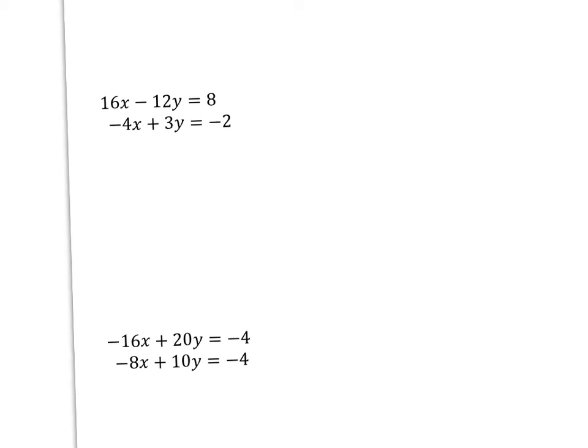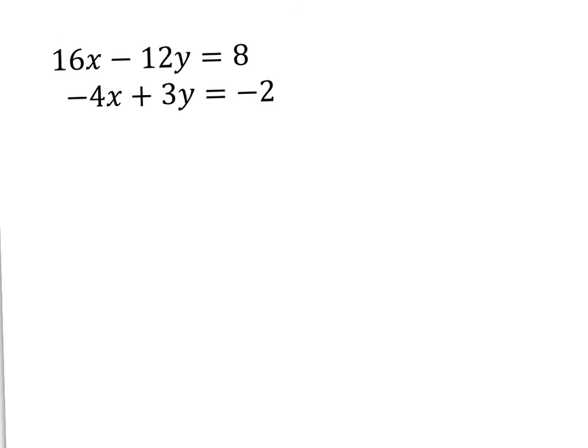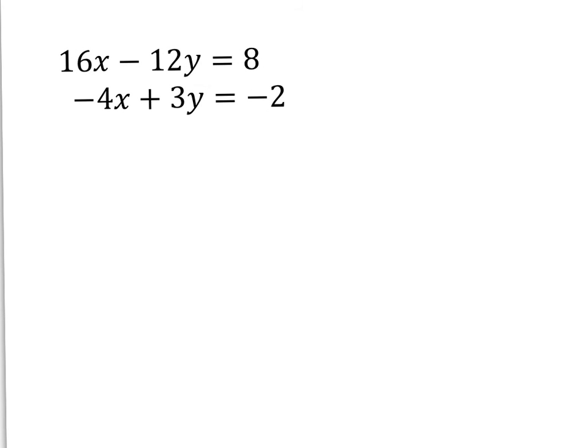Let's look at this middle example to start with. So I have 16x minus 12y equals 8, and -4x plus 3y equals -2. Now I want to make one of the variables the same number as the other, but if you notice with the top equation I have 16x, the bottom equation -4x, so that's times 4. Then I have -12y and 3y, that's also times 4. So what you're going to see here is there's going to be more than one variable eliminated.